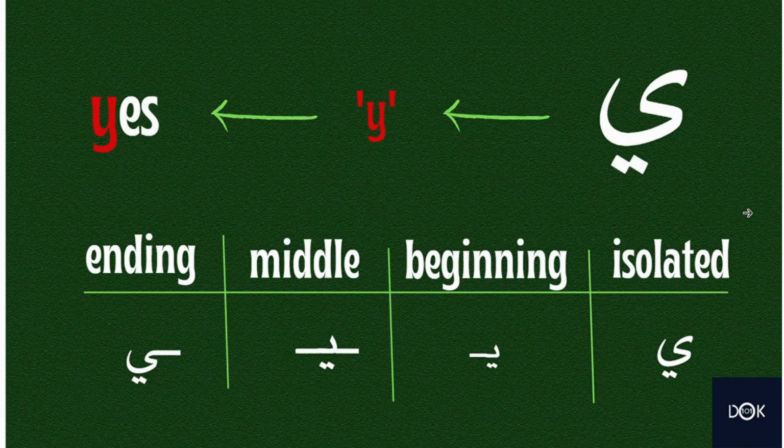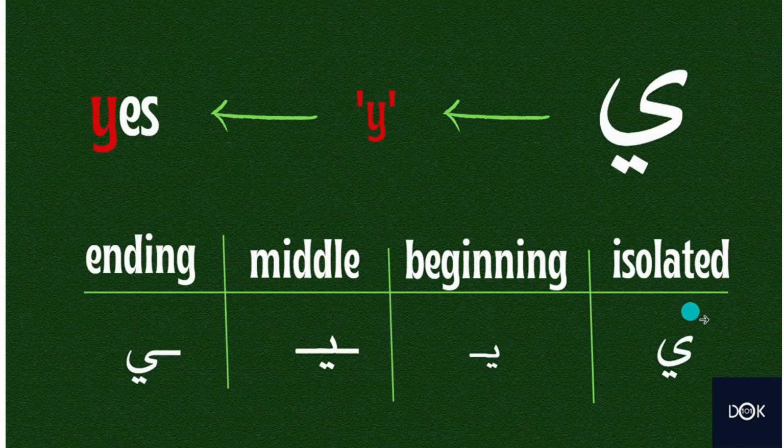The last letter of the Arabic alphabet is letter Ya. Now, the sound of letter Ya is exactly like the sound of letter Y in the word yes. Ya, yi, yes. And these are the four forms of Ya.